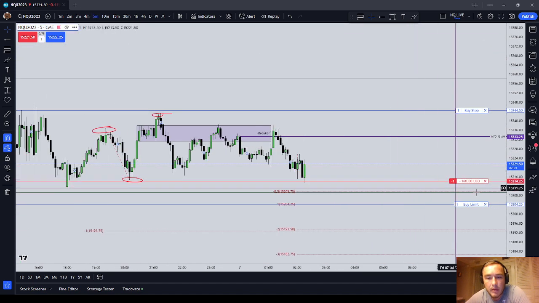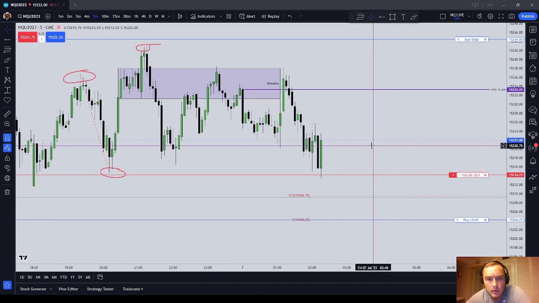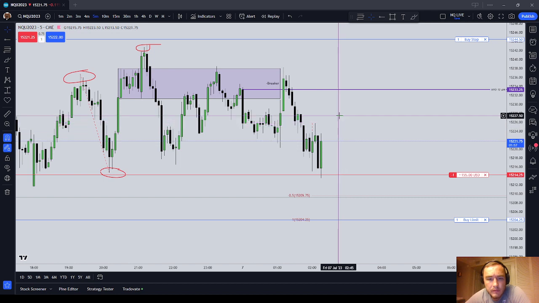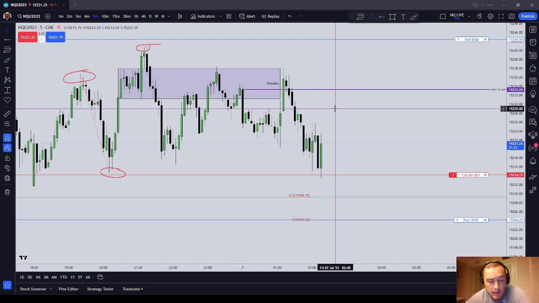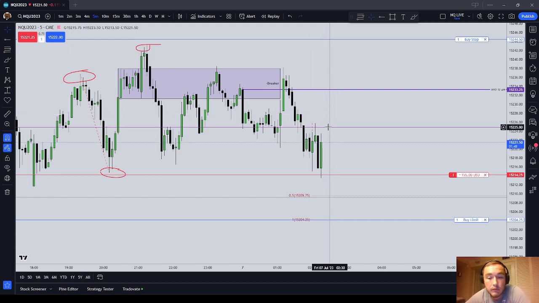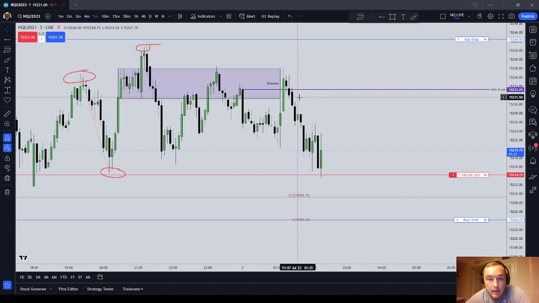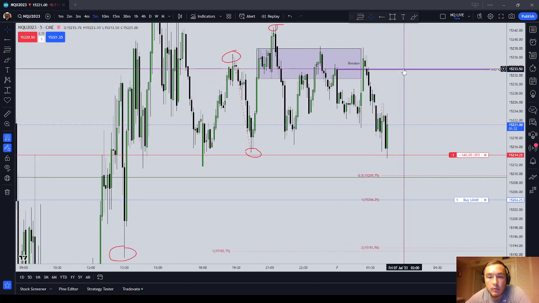Let's see what ICT models are available to us. We've got a volume imbalance there. I know I said imbalance wrong. It just always comes out imbalance. I don't know why. That's how it comes out of me every time. Got a volume imbalance there. Got another volume imbalance there. We got a volume imbalance up there. So it could make its way all the way back up to that New York open midnight price.